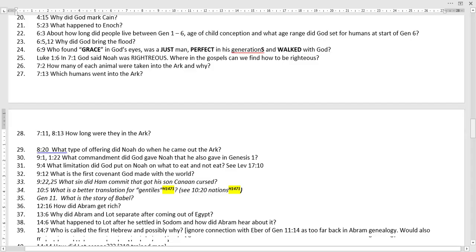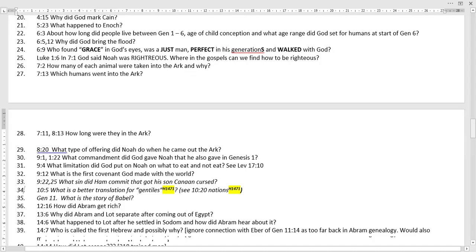Question 33. What sin did Ham commit that got his son Canaan cursed? This is chapter 9, verses 22 and 25. Basically, he uncovered the nakedness of his father, and we'll see the same thing in God's laws about covering the nakedness of your parents.